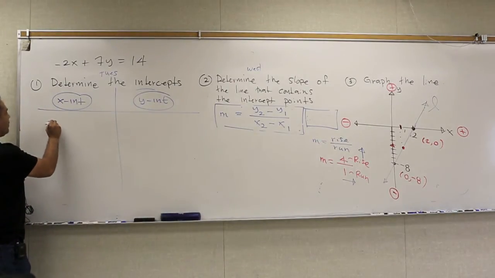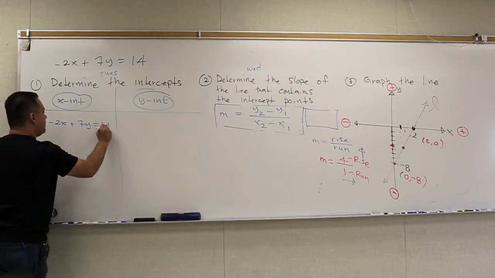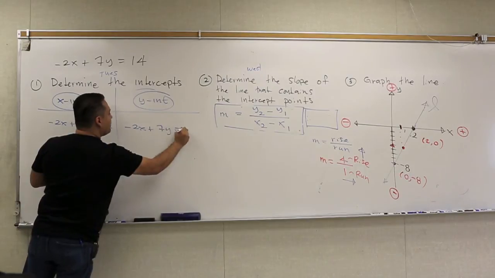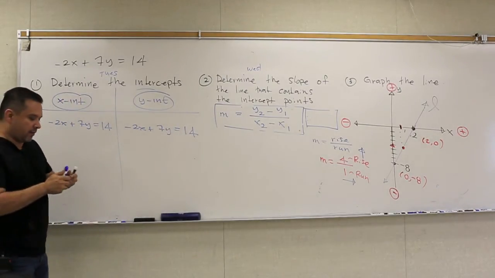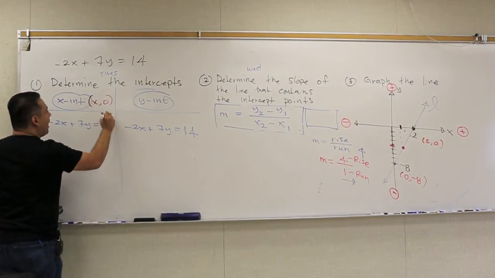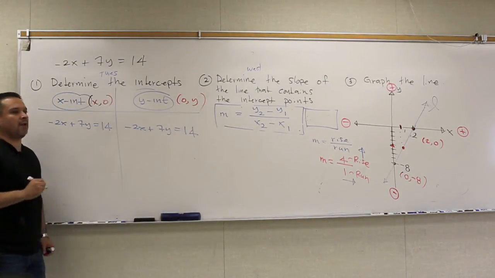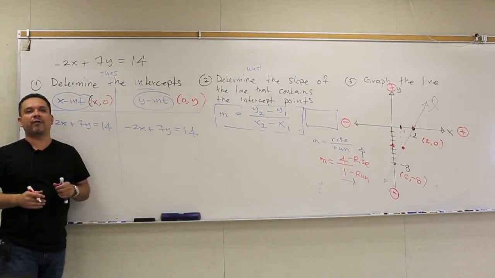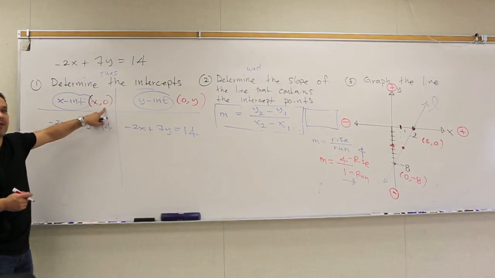Okay, so you're going to start with negative 2x plus 7y is 14. I'm going to do this slightly different again. Or maybe it's good that you do notate how you find those intercepts. You guys remember that procedure I wrote down for you, right? The procedure is that you let y be 0.